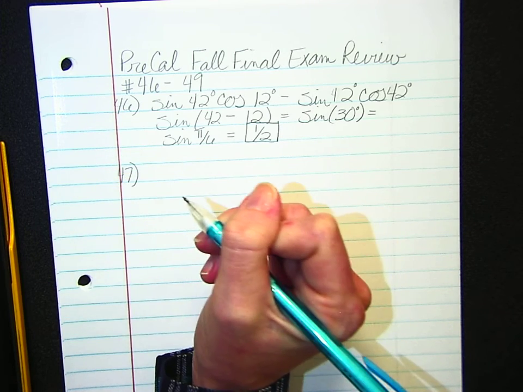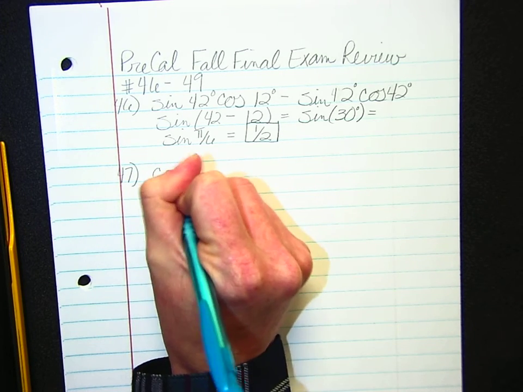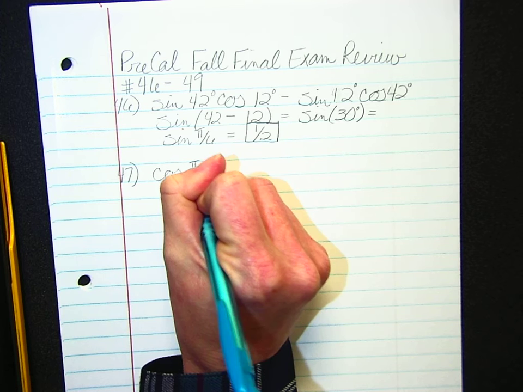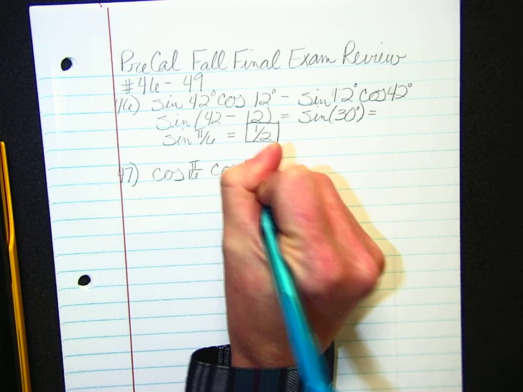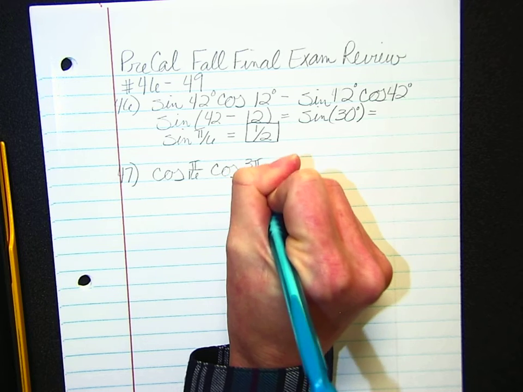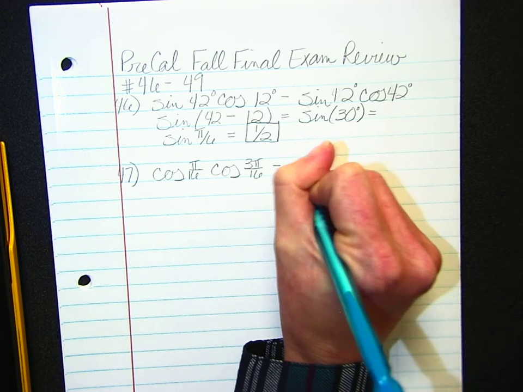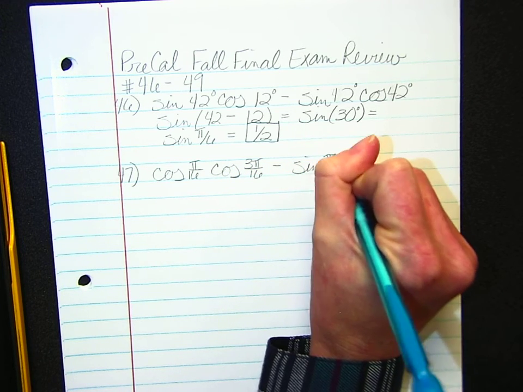All right, on 47, we're doing the same thing. This time we're working with cosine, however. So we've got the cosine of pi over 16 and the cosine of 3 pi over 16, and then we're going to subtract both of those with sine.